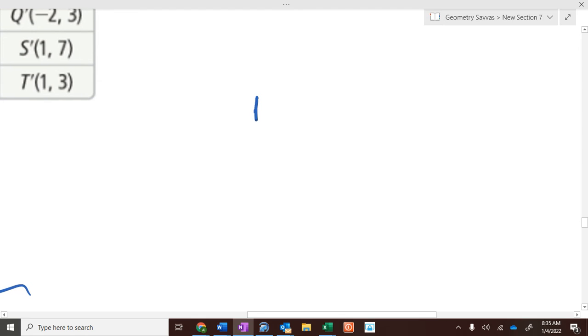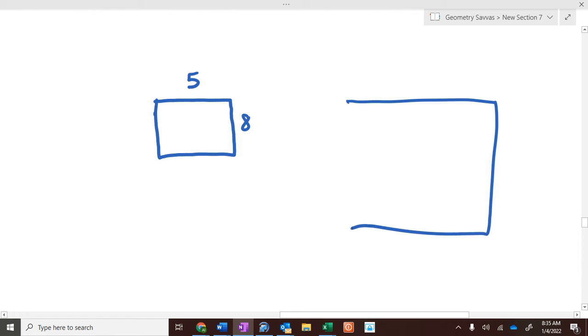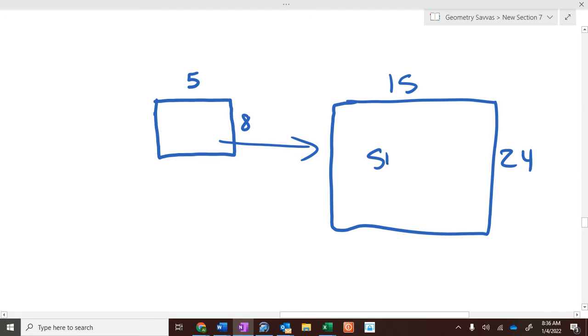Okay, let's say we have a box that's 5 by 8, and then a box that's 15 by 24. What's the scale factor? What happened from here to here? It's 3 times bigger, so the scale factor is 3 times.